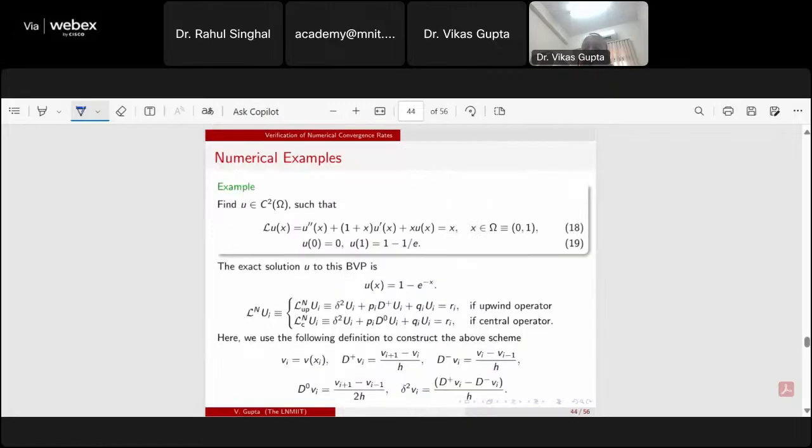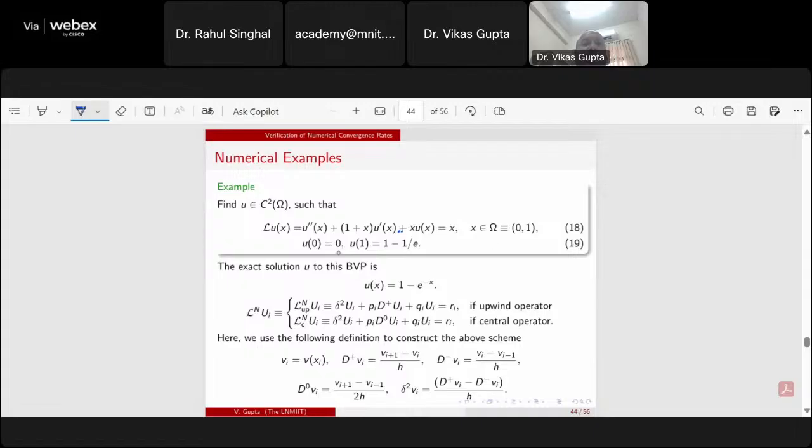So to verify our theoretical findings numerically, we consider these two test problems. The first test problem is this. We consider a simple 2-point boundary value problem where the convection coefficient is 1 plus x. So you can notice that 1 plus x is positive, and this term, plus x ux, it should be, I think, negative. I will correct it: minus x ux.